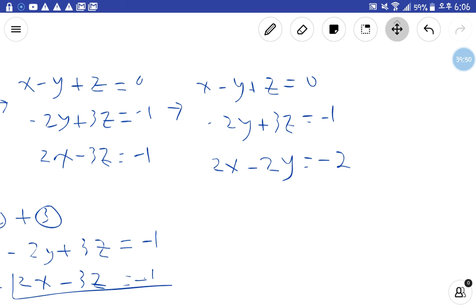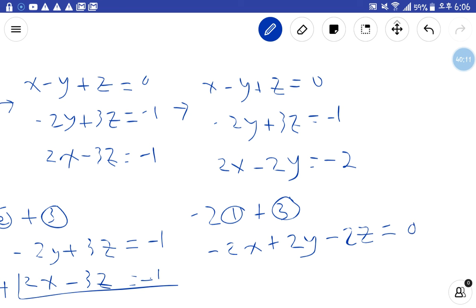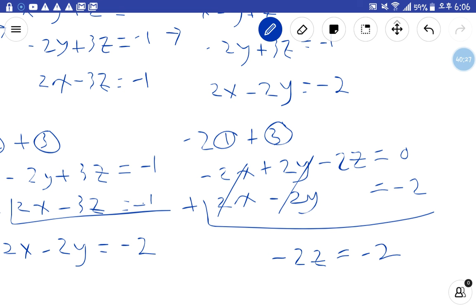Now I'm going to times negative 2 onto my first one and add onto 3, then I would have negative 2x plus 2y minus 2z equal 0, and 2x minus 2y equal negative 2. If you add them up, you can cancel x and y. You have negative 2z equal negative 2.